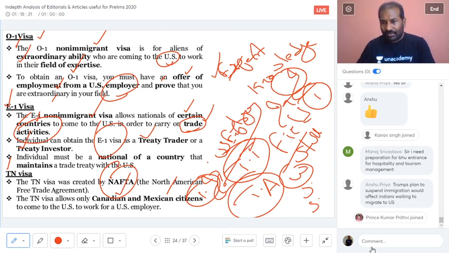So I would read what Hanshupriya said: Trump's plan to suspend immigration would affect Indians waiting to migrate to the US. Definitely. Not only Trump's immigration policy, even COVID-19 also impacts the Indians who wish to immigrate, especially the students.